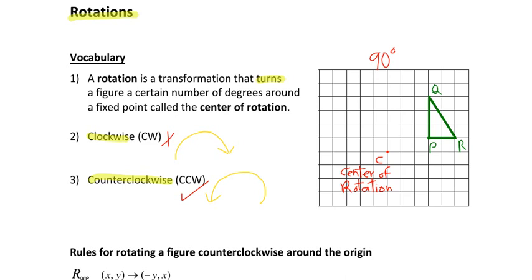And if I do that, the figure will end up somewhere over here. Let's say somewhere here like this, where this would be P prime, this would be Q prime, and this would be R prime. So I'm moving 90 degrees sort of to the left side, counterclockwise, based on point C, which is the center of rotation.